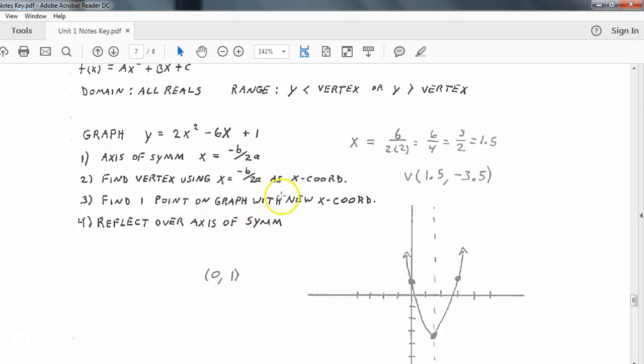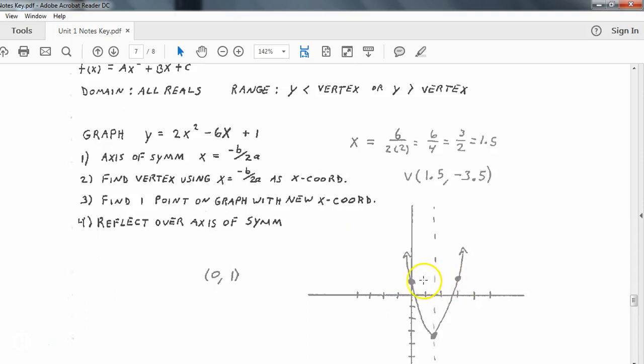So one point that we can always find pretty easily is the y-intercept. Anytime you want to find a y-intercept, we just plug in a 0 for x. So if I put a 0 here and a 0 here, I'm left with 1 as my y-intercept. And so we're going to plot that point (0, 1), and then just mirror it over to the other side.